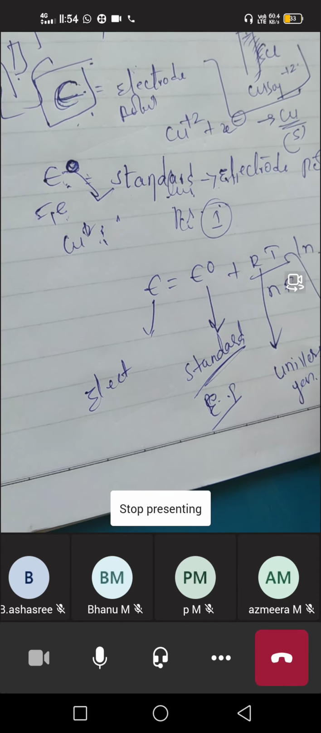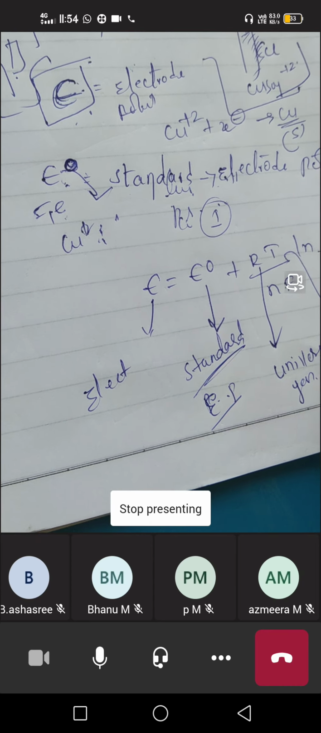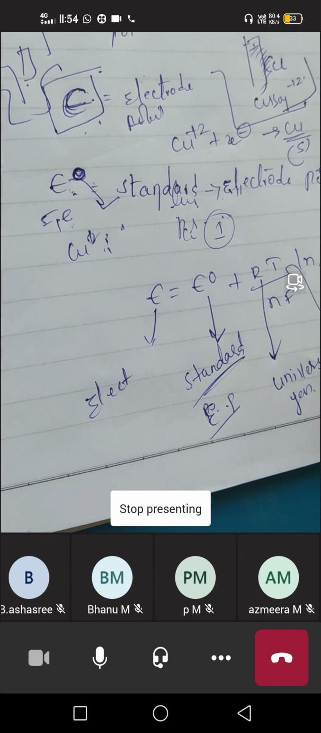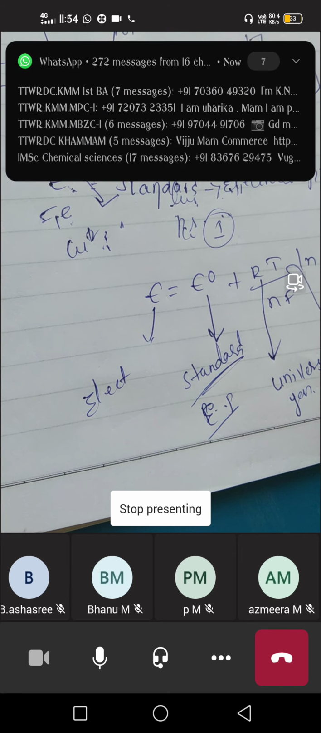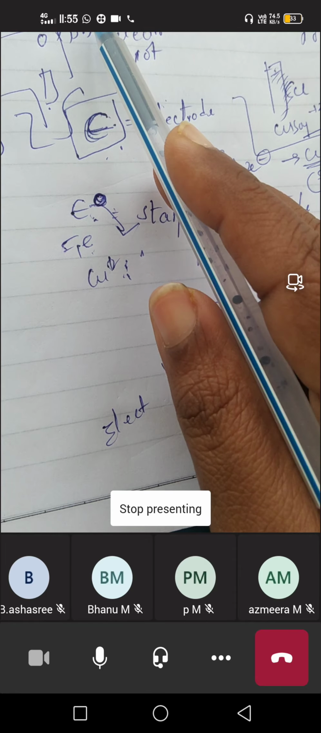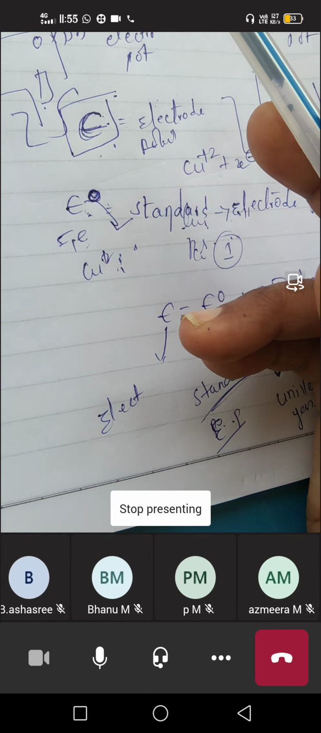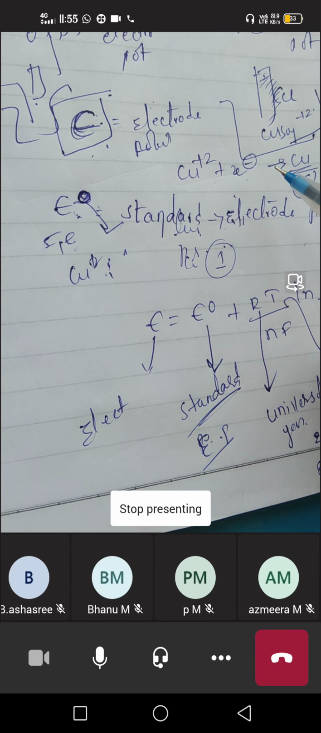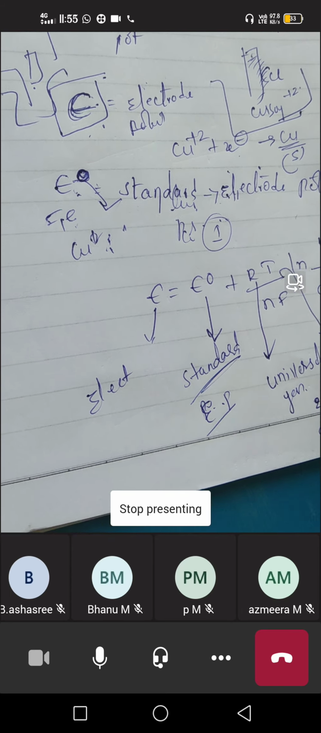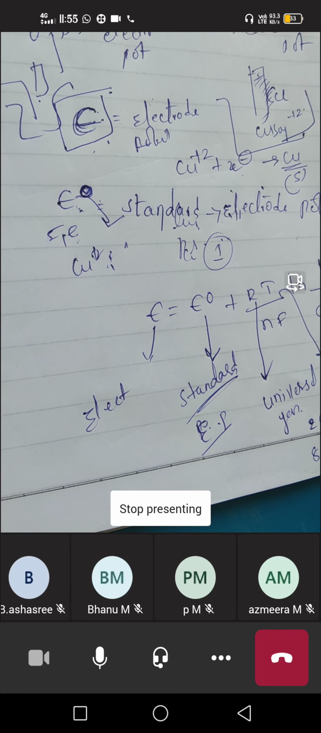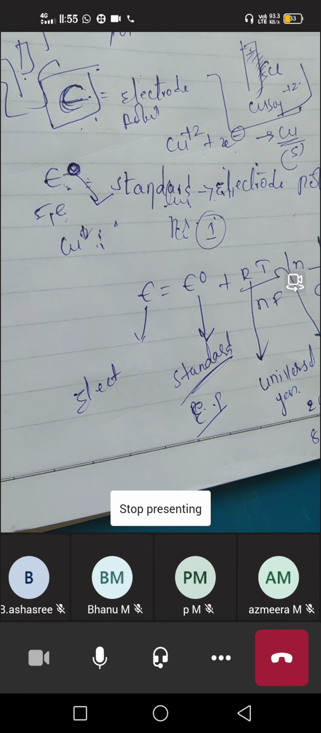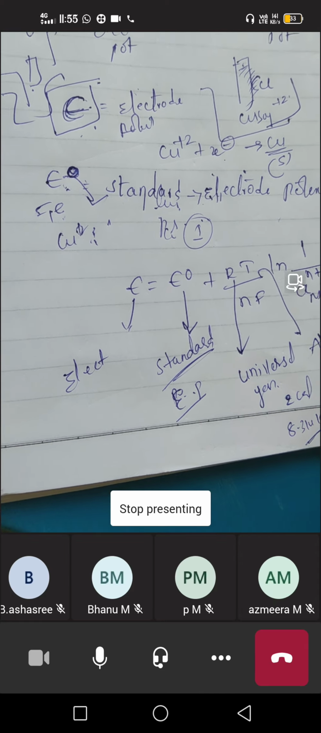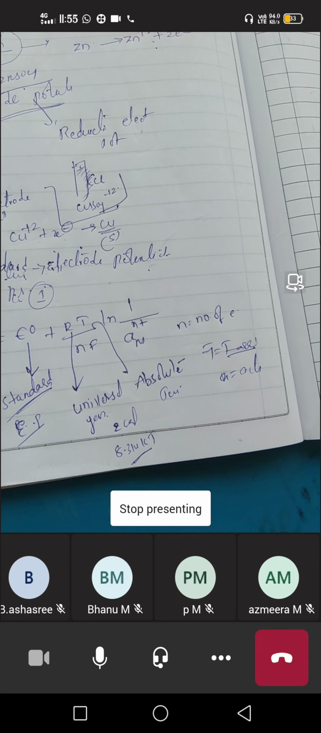T is here the absolute temperature. Next, n is equal to the number of electrons involved. That means here zinc is undergoing loss of 2 electrons, so n is equal to 2. Next, copper is undergoing gain of 2 electrons, so n is equal to 2, like that. Next, F is equal to Faraday, which is a current measurement. Next, a is equal to the activity of the ions. A is called the activity of ions.